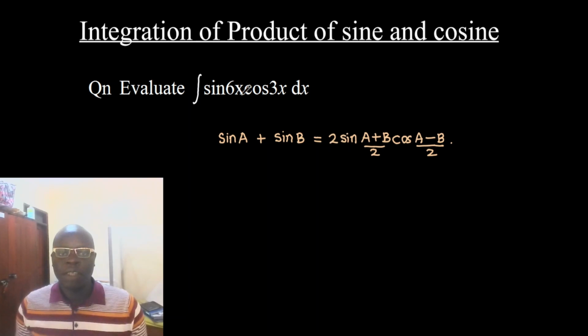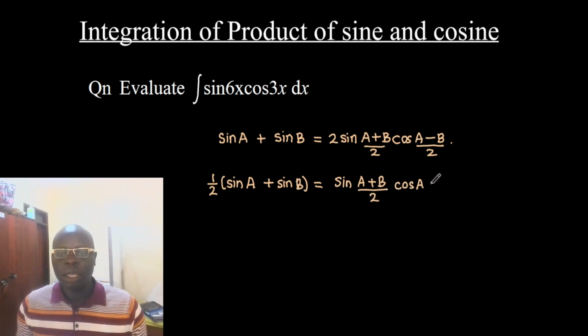Now the only difference when you look at our question together with this factor formula is this 2 here. So let's get rid of the 2 by dividing both sides by 2. So we will obtain 1/2 into sine A plus sine B equals sine A plus B over 2 times cos A minus B over 2.